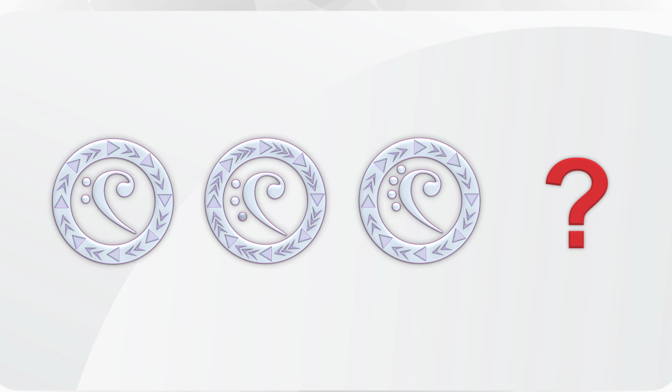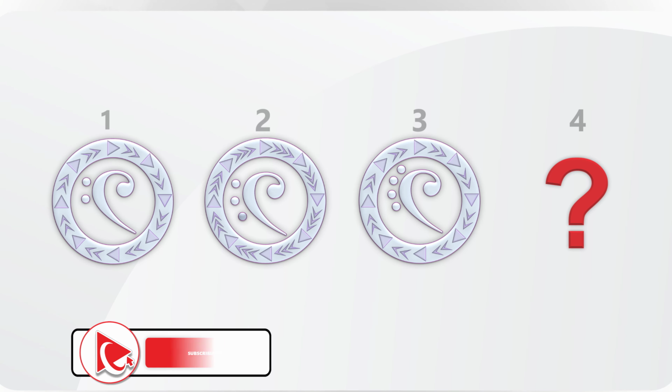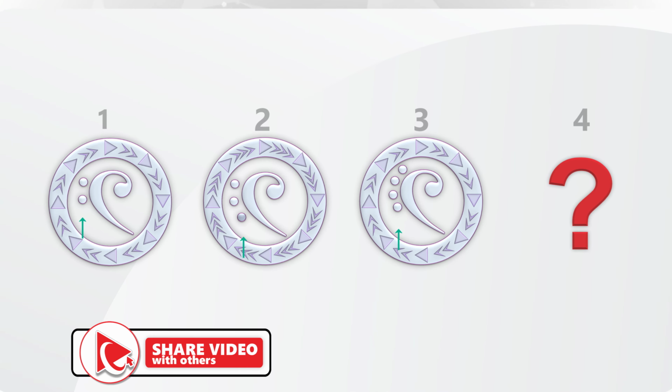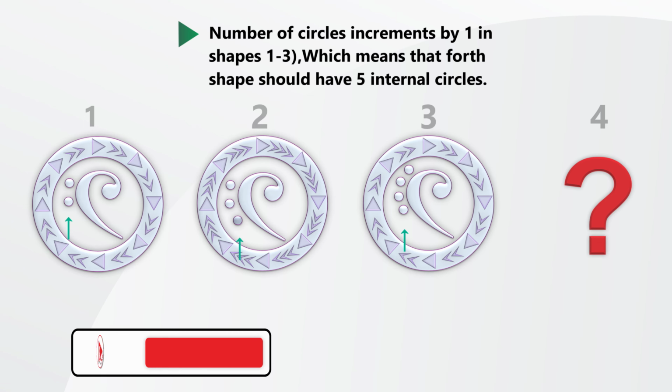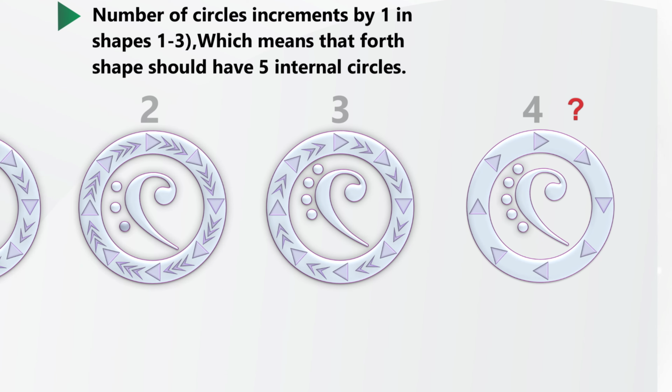Let's name our items in the original pattern as item 1, item 2, item 3, and then the missing item we will name item 4. This will help us to define the pattern. Number of circles increments by 1 in items 1 through 3. For example, item 1 has 2 circles, item 2 has 3 circles, and item 3 has 4 circles, which means that item 4 should have 5 circles.